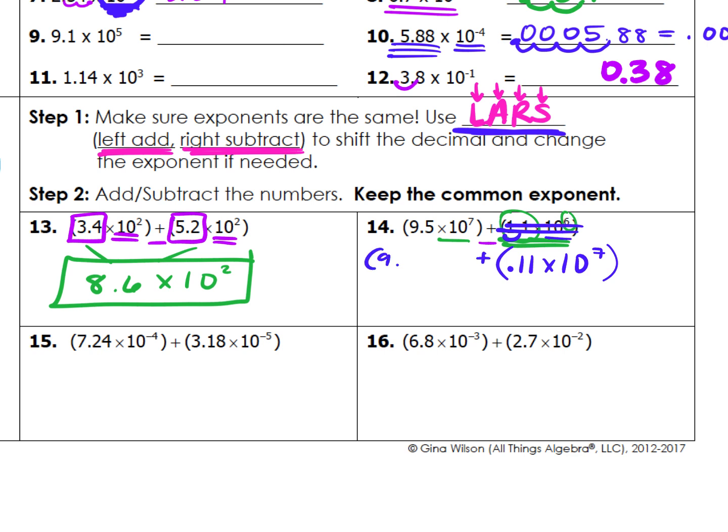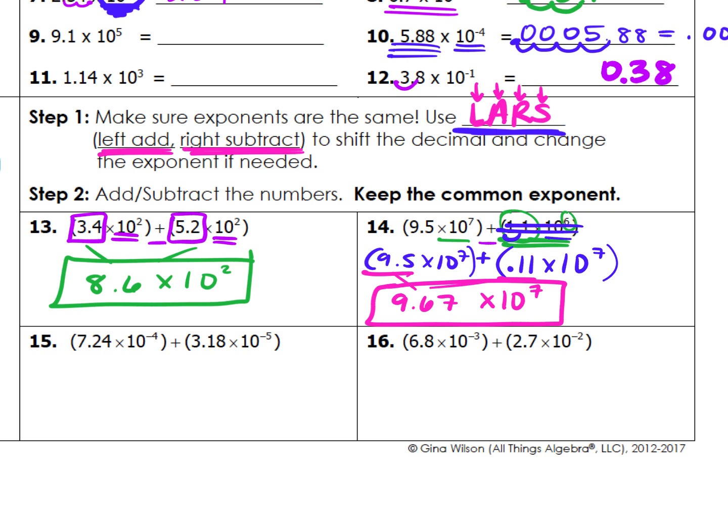So now your new problem is 9.5 times 10 to the 7th plus 0.11 times 10 to the 7th. How do you do that problem? So what are we actually doing with it? You add those two things. You add your two things out in front, but you keep your times 10 to the 7th the same. Okay, so we're going to add these two. So it's going to be 9.67 times 10 to the 7th power.